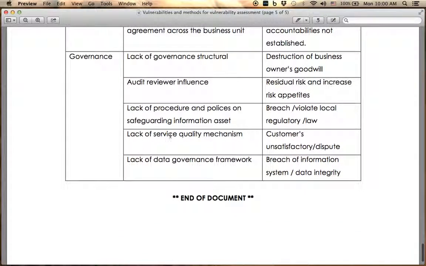For example, lack of a service quality mechanism. The threat becomes customer dissatisfaction or disputes related to the customer experience. The last one, lack of a data governance framework, leads to the threat of a breach of information system and data integrity.